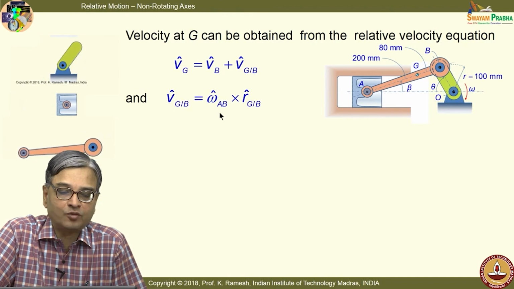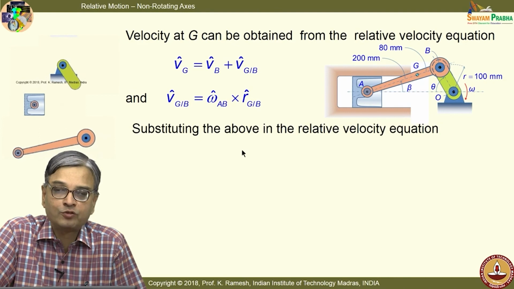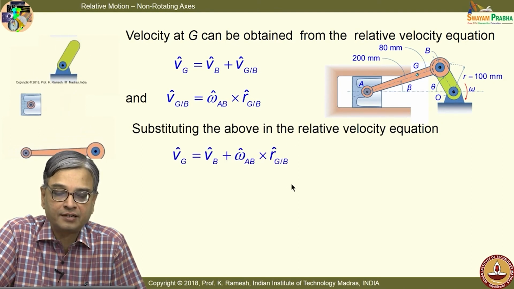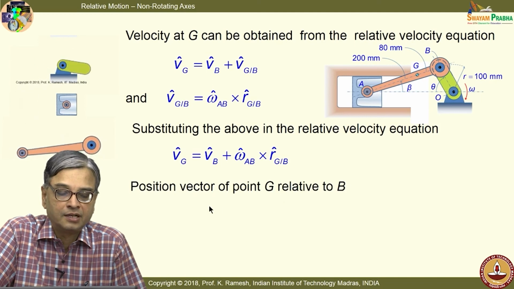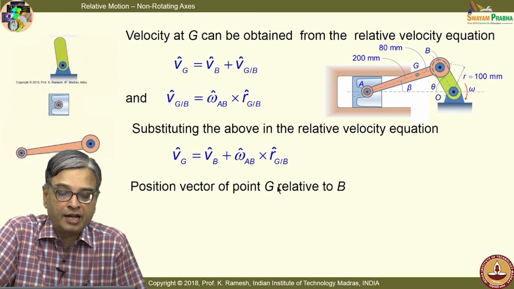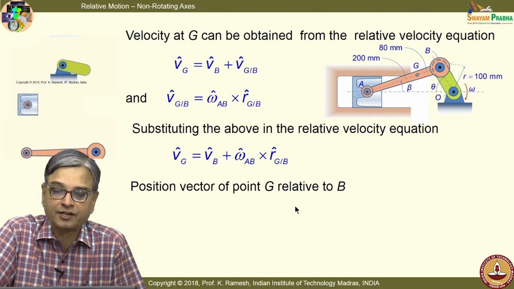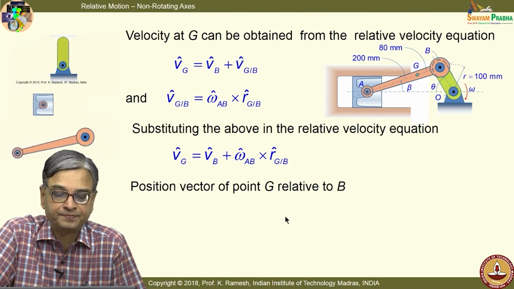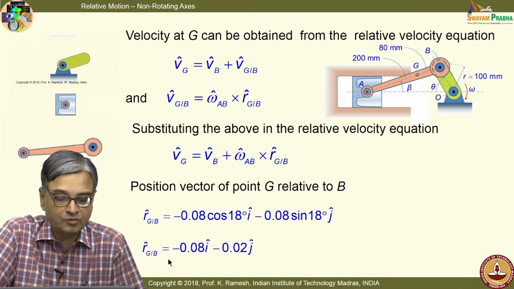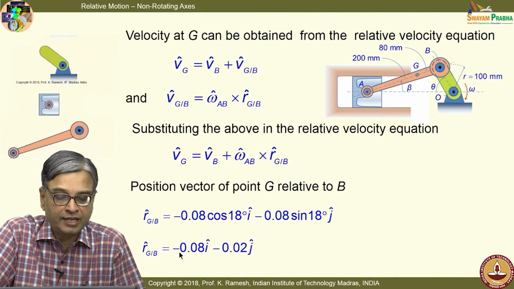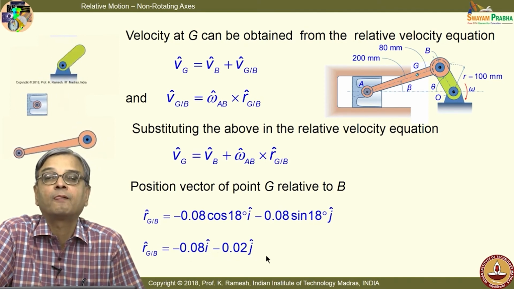So, VGB is omega AB cross RGB, and when you substitute these quantities in the relative velocity equation, I also get the final values, and we need to get the position vector of point G. So, that is written in this fashion. So, RGB is minus 0.08 I minus 0.02 J.